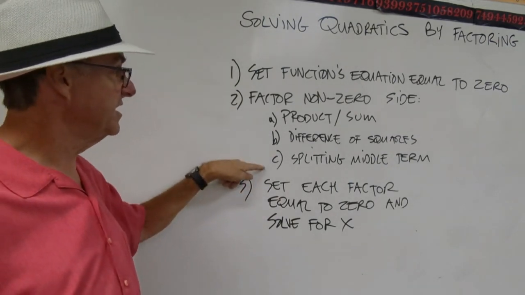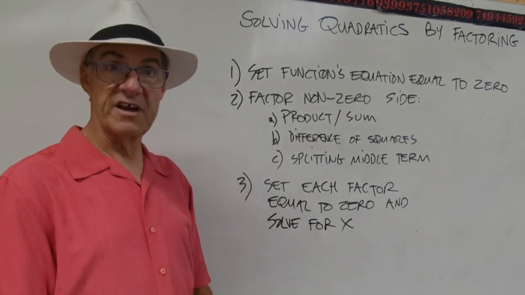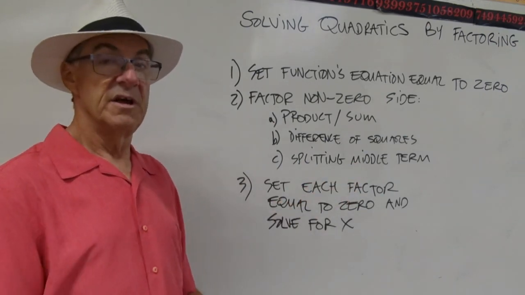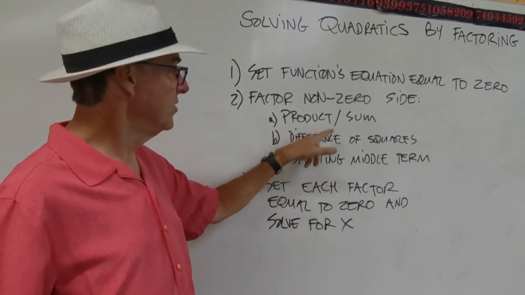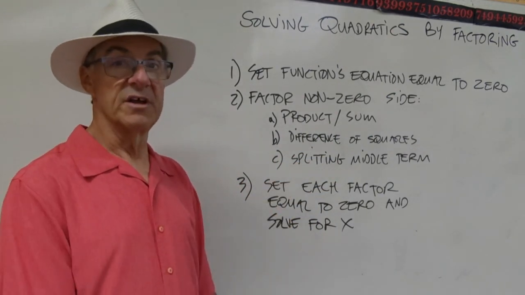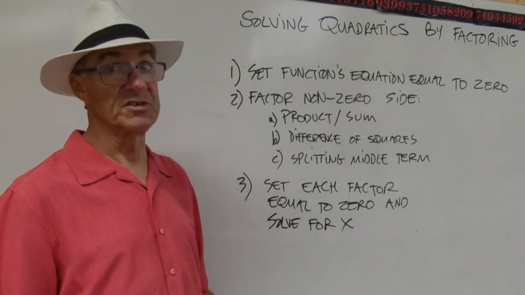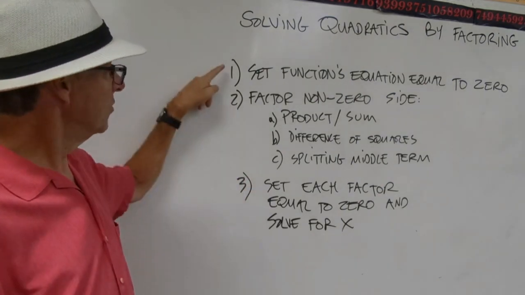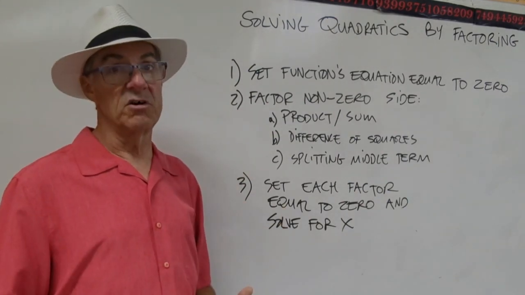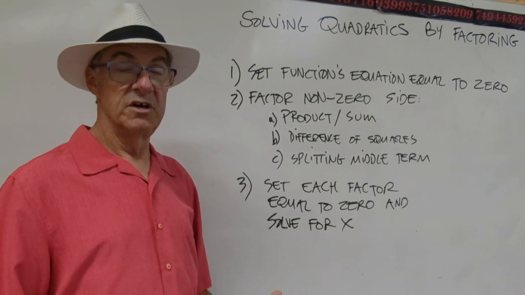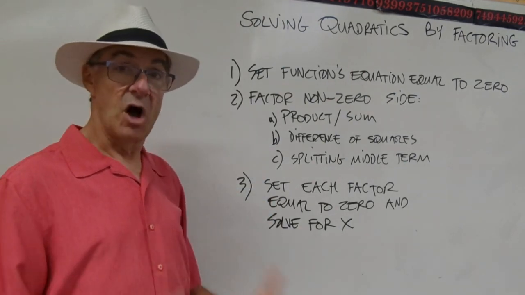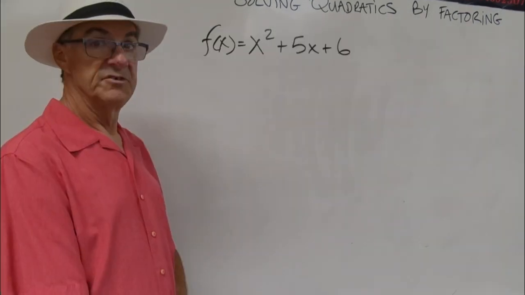Today we're going to look at three techniques for factoring. There's the product sum factoring process, there's the difference of squares, and there's splitting the middle term. Now I have other videos that go into all these processes in detail with lots of examples. I'll put links below in the comments so you can check those out if you need to do some reviewing. So we do 1, set equal to 0, 2, factor the non-zero side, then 3, we set each factor equal to 0 and solve for x. As we go through the examples, I'm just going to keep doing these three steps, solving for x and getting my solutions.